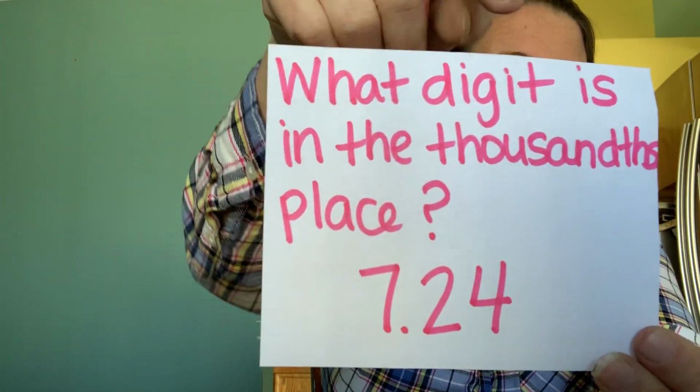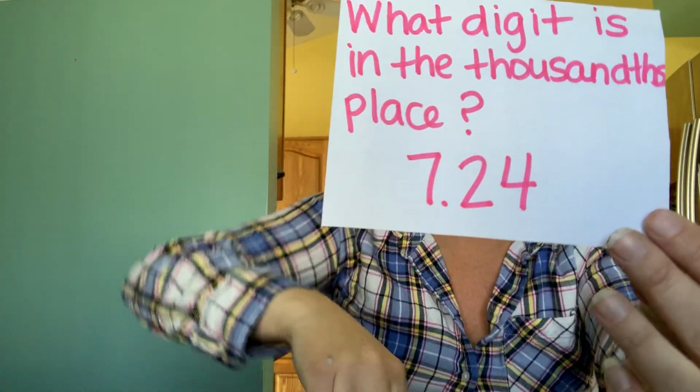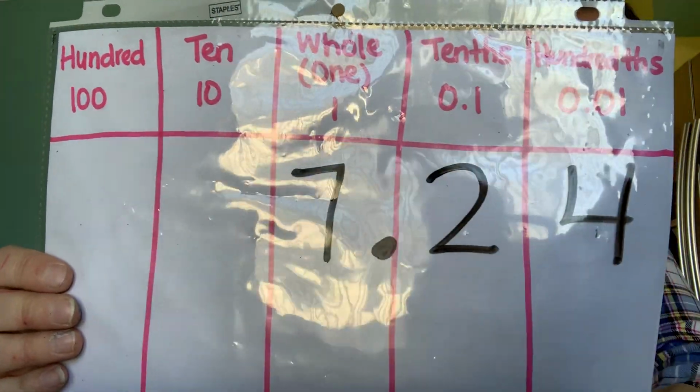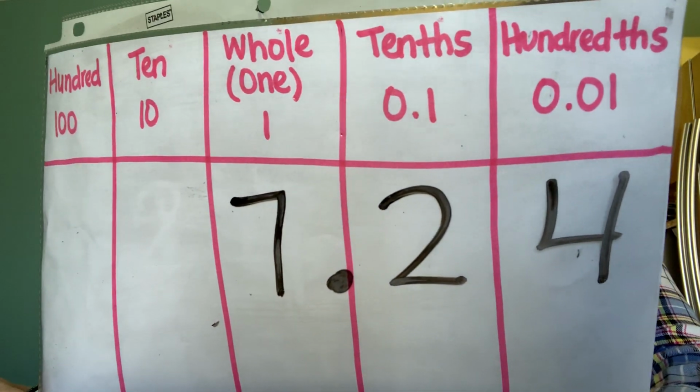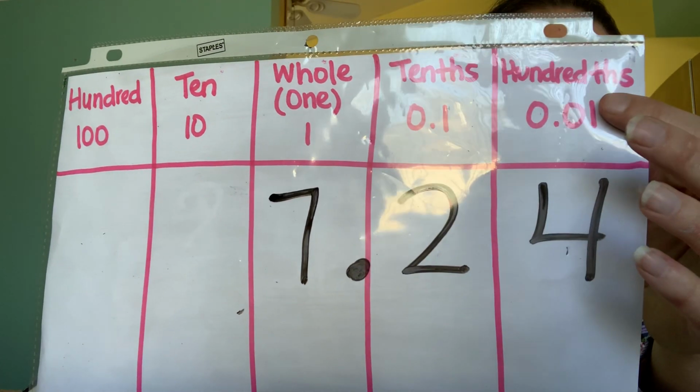What digit, so we're looking for a number, 0 through 9, is in the thousandths place. So I'm going to copy the decimal. It wants to know the digit that is in, oh, I put thousandths, that's 5th grade, sorry guys. Let's do hundredths place. Thousandths is the place value after hundredths. So what digit is in the hundredths place? Digit, number 0 through 9. Hundredths place, what digit is this? 4. That's it, the digit 4.